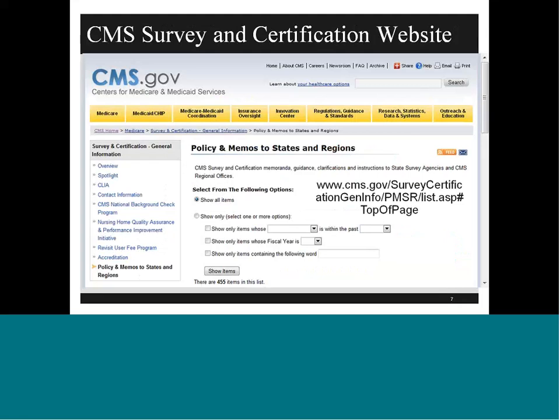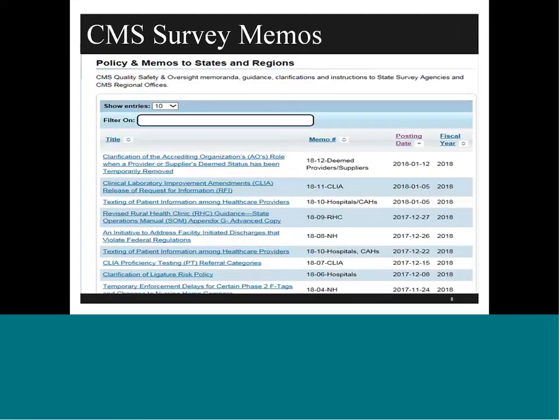This is the website on slide 7 where CMS publishes any survey memos, and they expect hospitals to monitor this as things change in the future. And this is a list of the different survey memos, and when you open it up, you just click on whatever one that you would like.